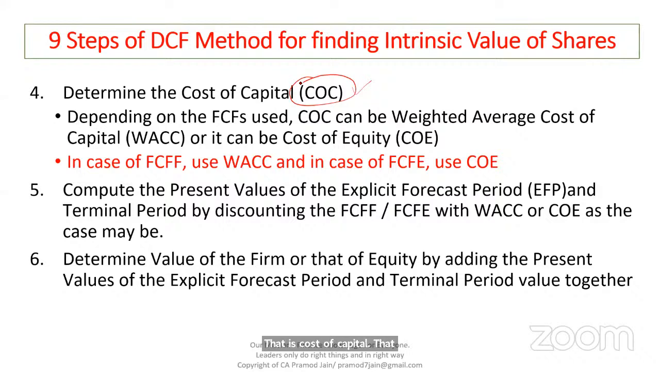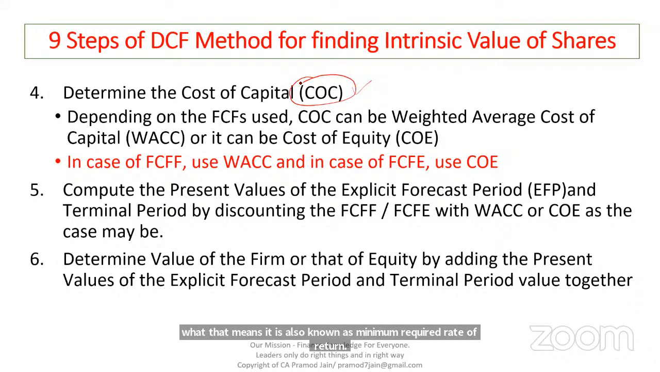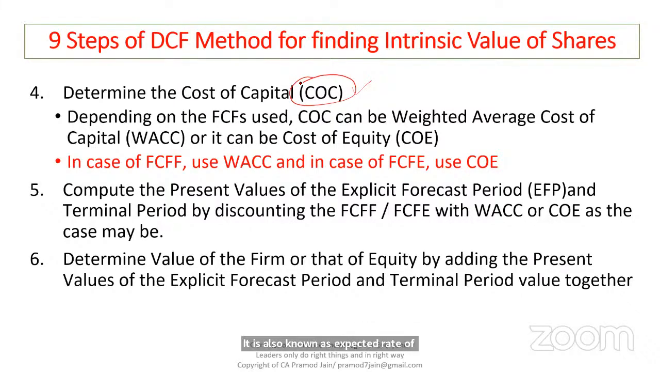It is also known as the minimum required rate of return. It is also known as the expected rate of return. It is also known as the benchmark rate. It is also known as the hurdle rate. So there are many names for the cost of capital. What we need to understand is, why do we have to use cost of capital for discounting the future cash flows? Please understand it. It is very simple.